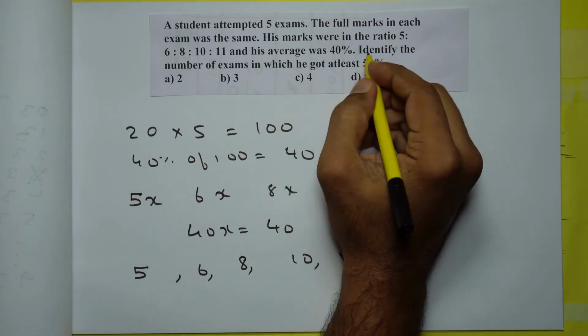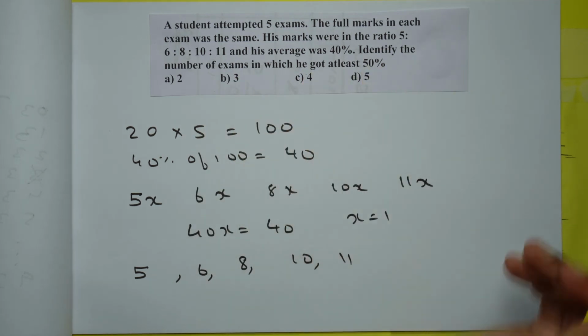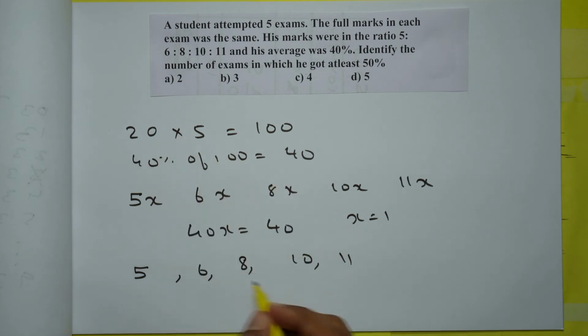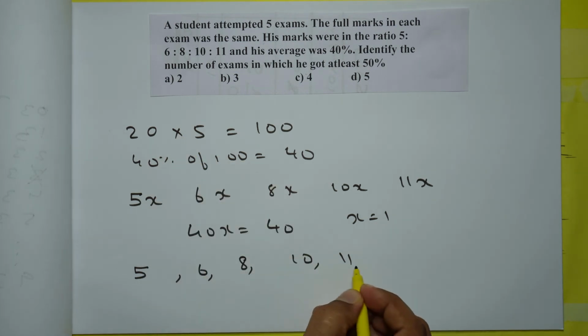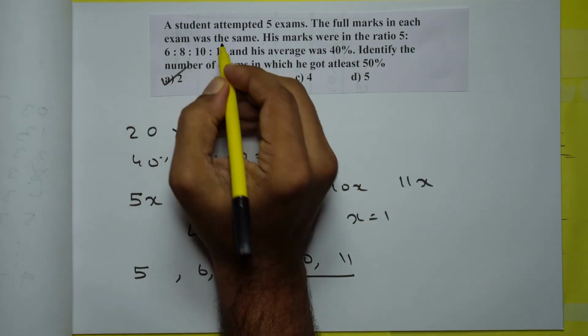Now identify the number of exams in which he got at least 50 percentage. 50 percentage of 20 is 10. He should score at least 10. So in these two exams he has scored at least 10. That is 10 or more. So in two exams he has scored at least 50 percentage. So answer is option A, 2.